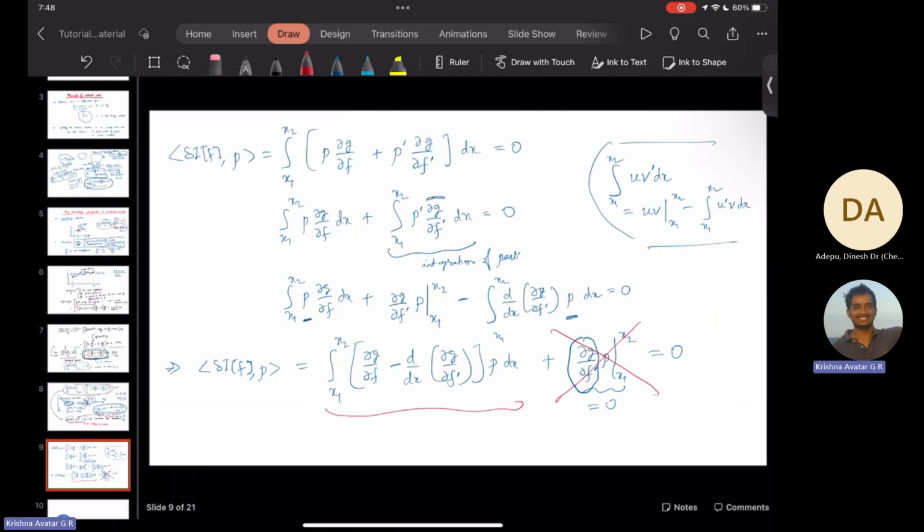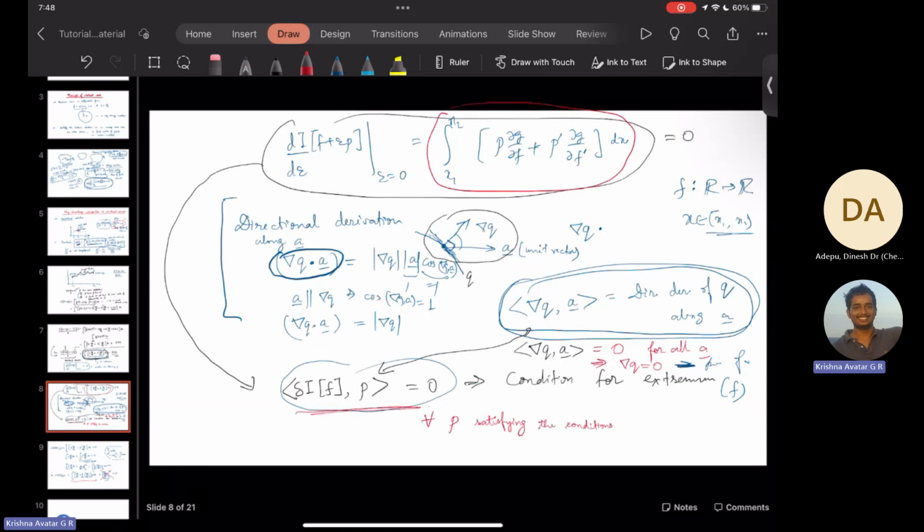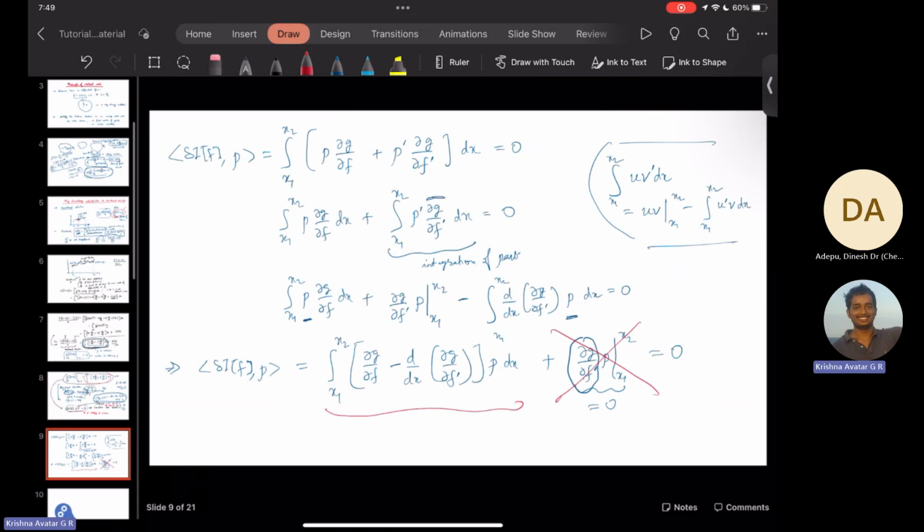Now let's come back to the question that we were discussing some time back. Here I said that if the inner product of grad q and a happens to be 0 for all a, what does this say? It says that grad q itself is 0, right? So look at this expression here. What do you suggest now, if I want this expression to be 0 for every p?